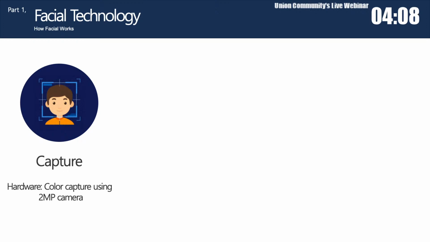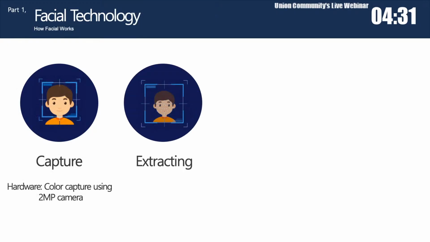What we're going to have to do is make sure that you are considering your environmental conditions when installing your facial system. The first part of the facial system is a capture point, and that is fully relied on the hardware that we have, which is a 2 megapixel camera. And the next part, you may have guessed, is the extraction part.